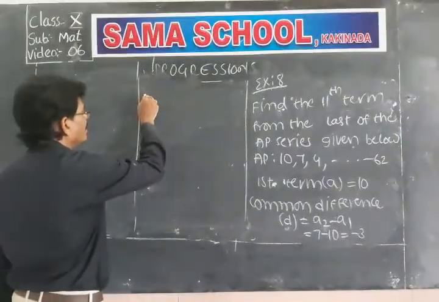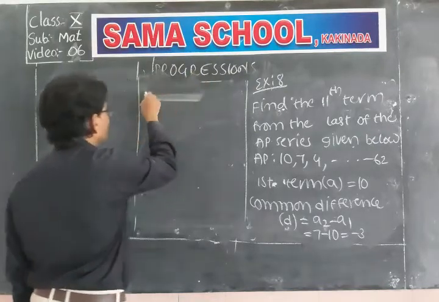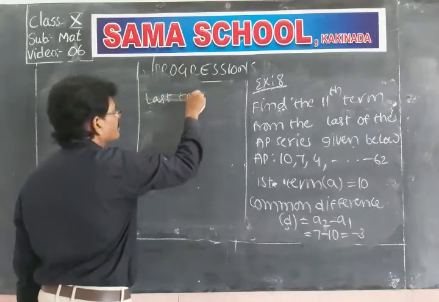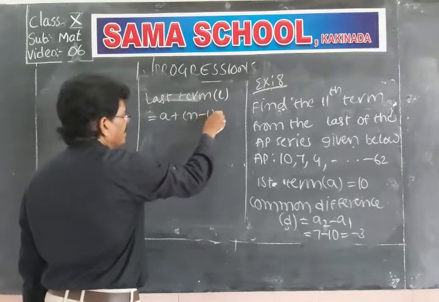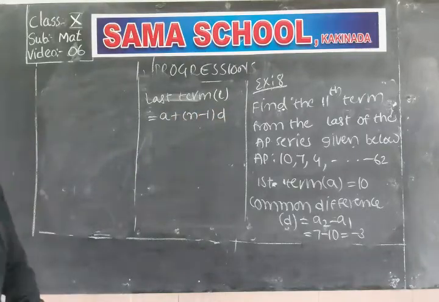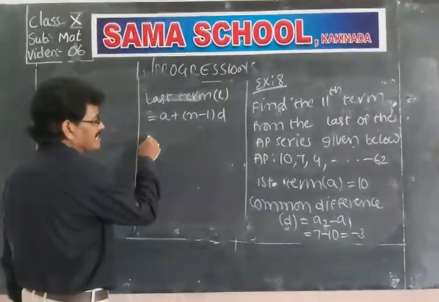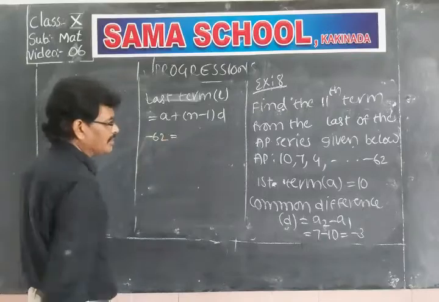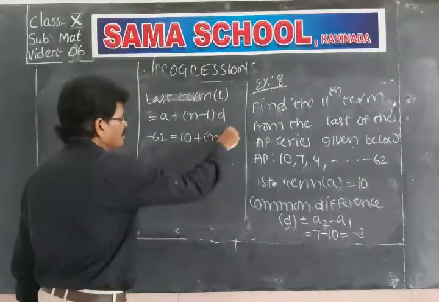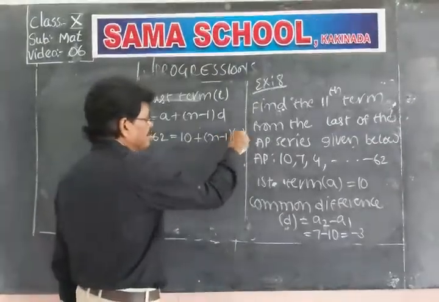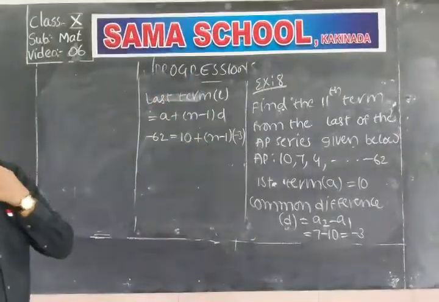Now, general term or last term. Last term L is equal to A plus N minus 1 into D. And here the last term is minus 62. Minus 62 is equal to first term 10 plus N, which we don't know, and D value we know, minus 3. N value we should find. How many terms are there? That we are finding now.